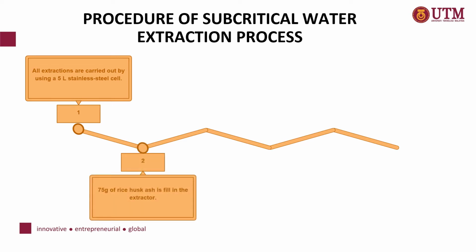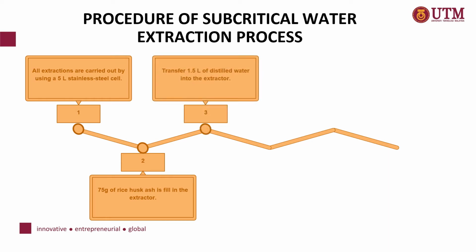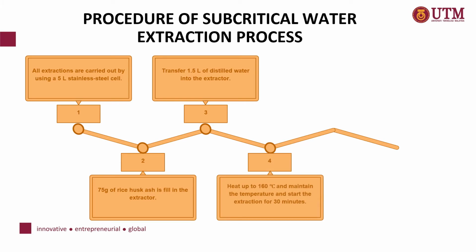75 grams of rice husk ash is filled in the extractor. Next, transfer 1.5 liter of distilled water into the extractor. Then, heat up to 160 degrees Celsius, maintain at that temperature, and start the extraction for 20 minutes. Use different temperatures and times based on the RSM.